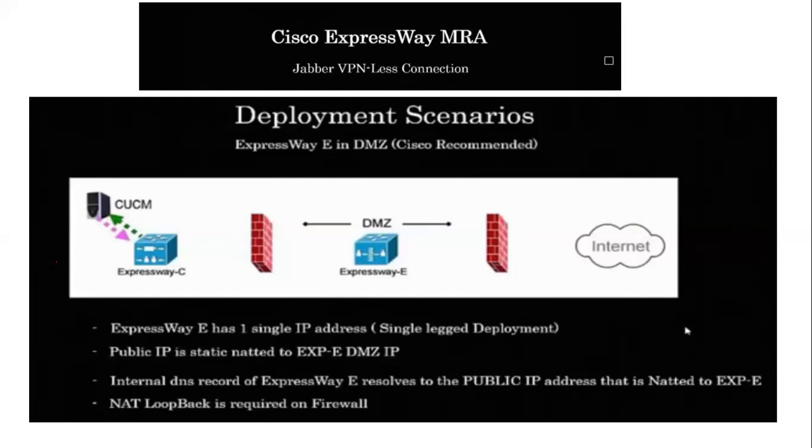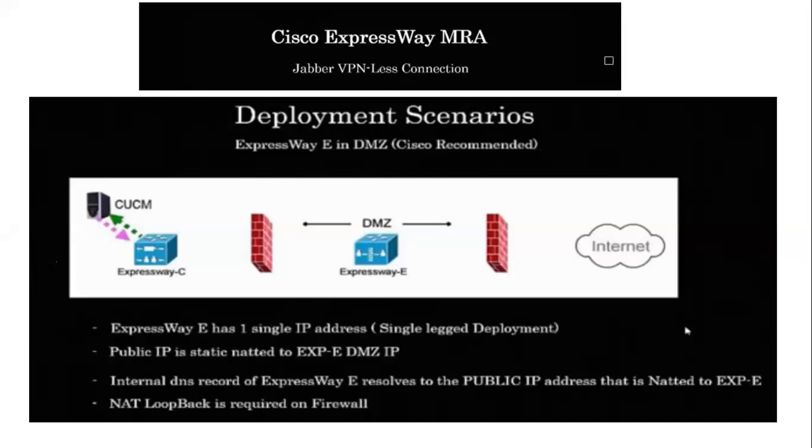So when the media is established, in most cases there are chances of one-way audio, or no audio, because the IP is the same for all these Jabber clients that are connected. To avoid this, we use NATing, and we do this NATing in the firewall, which is just after the Expressway E. By doing the NATing, we configure the NAT loopback in the firewall. So it separates the single IP address into multiple IP addresses.